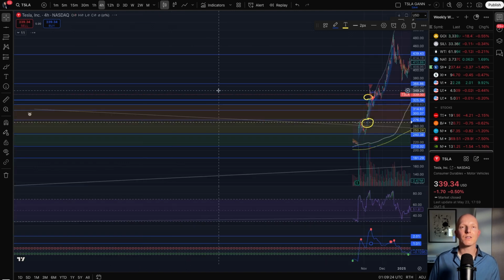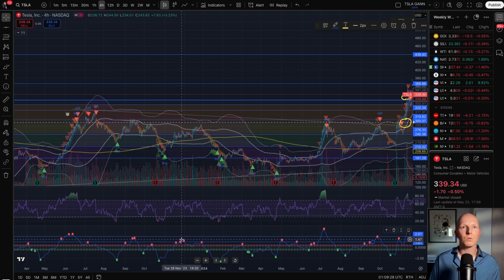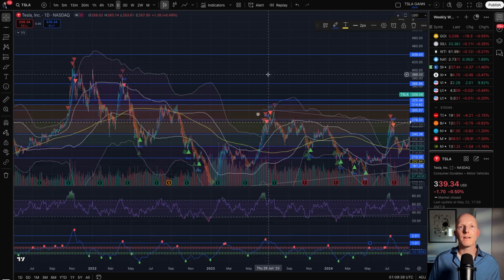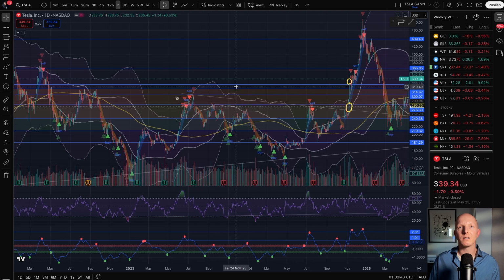I like sticking to the daily personally. I find on the 4 hour that the signals just aren't quite as clear for me and they don't quite hit the same level all the time. I know some people do trade the 4 hour, but I find personally that I get much more confidence on all these assets sticking on the daily time frame.